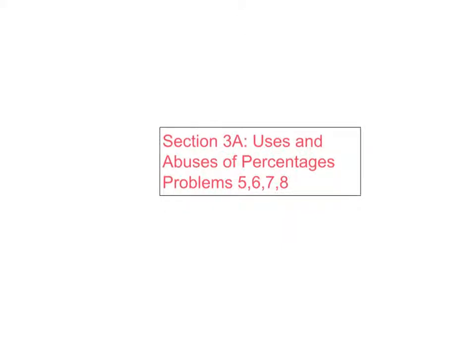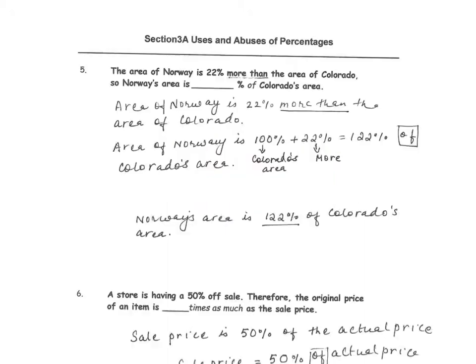In this video, we continue with the section 3A, uses and abuses of percentages. We'll do problems 5, 6, 7, and 8 from the worksheet. Problem 5, the area of Norway is 22% more than the area of Colorado. So Norway's area is what percent of Colorado's area?